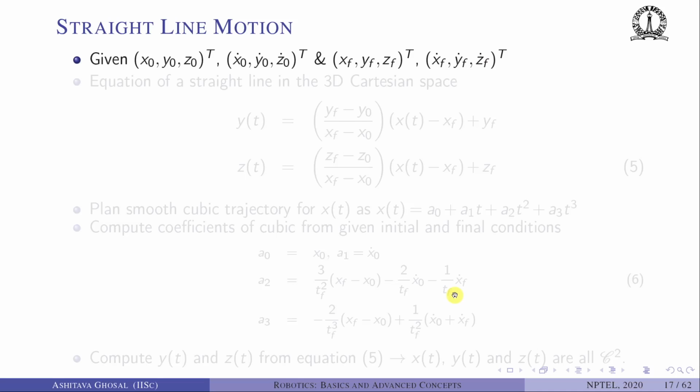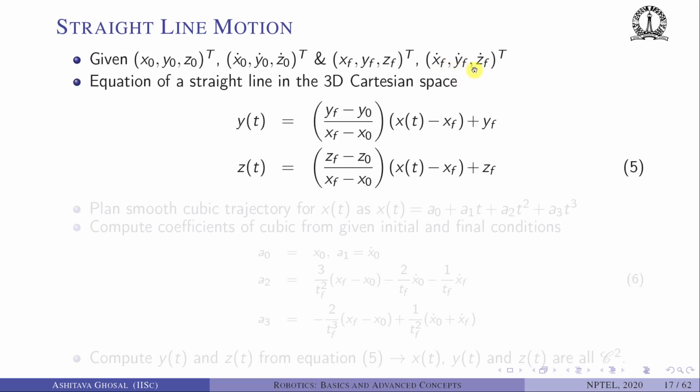So straight line motion, how do we plan a straight line motion for the end effector? So what are we given? We are given x0, y0, z0 at t equals 0, initial point, initial velocity x dot, y dot, z dot, final point xf, yf, zf, and final velocity x dot, y dot, z dot.